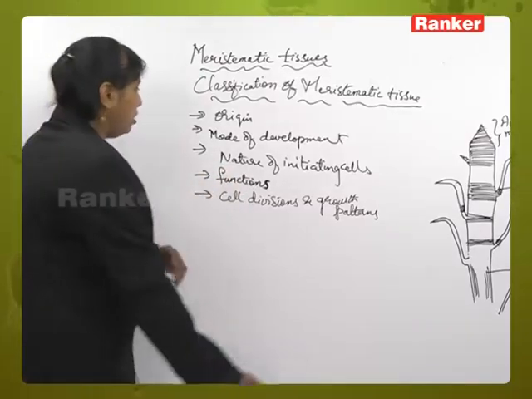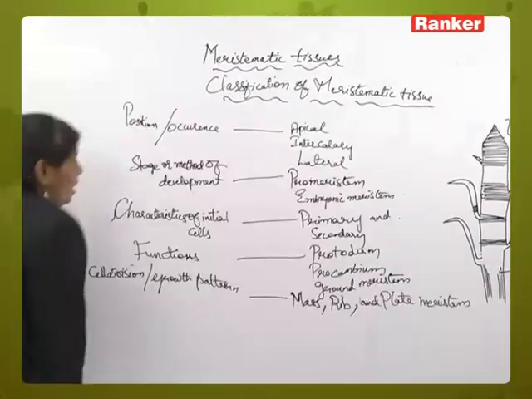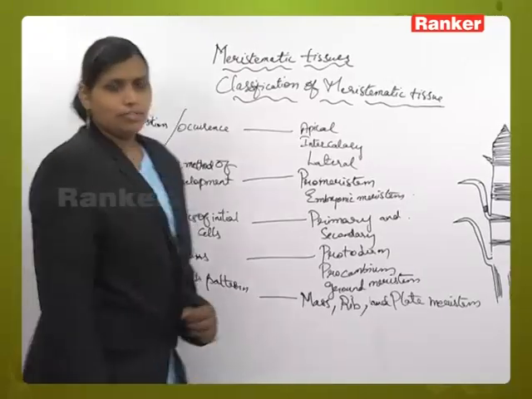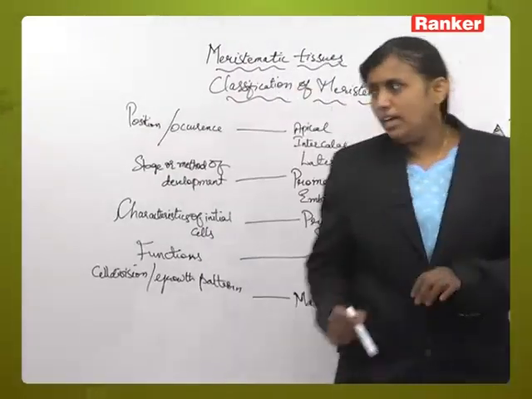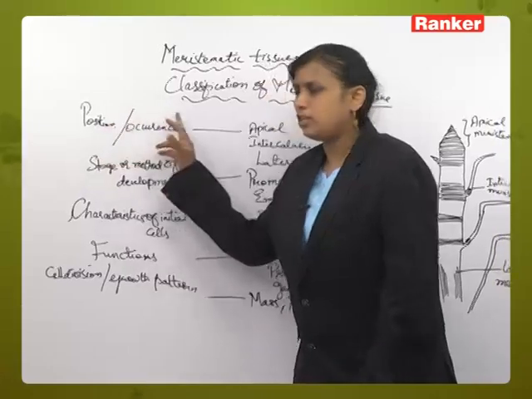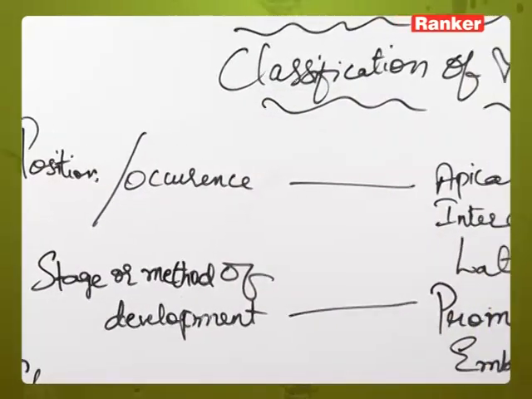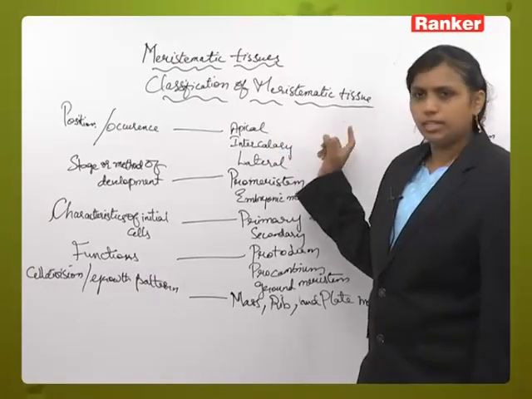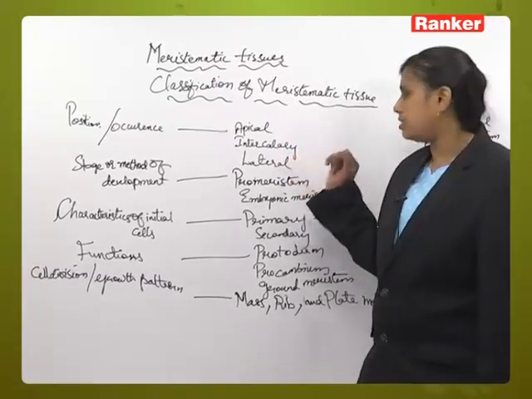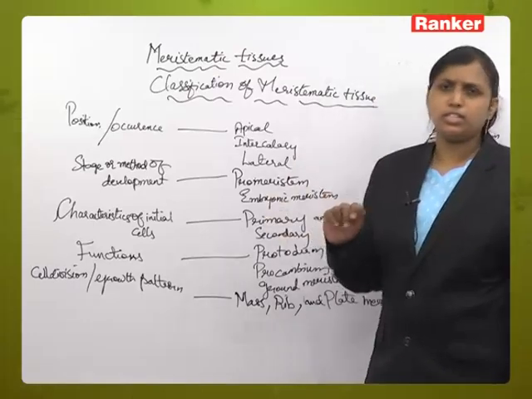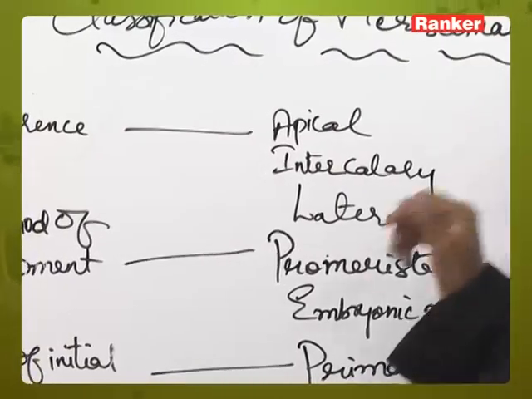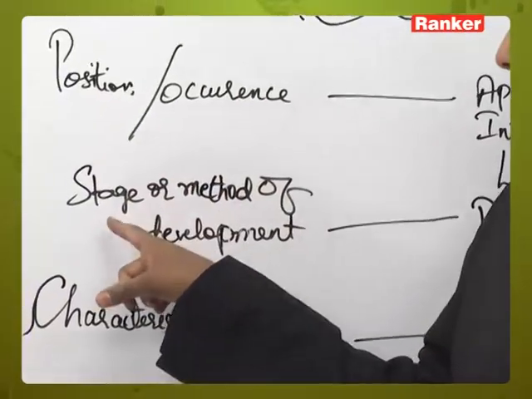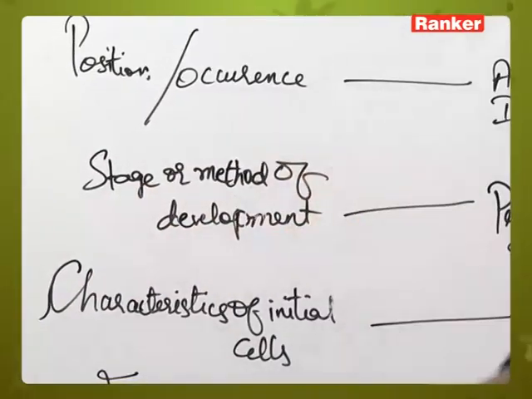Now, when we come to the position or occurrence, as we said, the classification of meristematic tissue, we will be talking about meristematic tissue on the basis of position or occurrence. There are three types. If the meristems are at the apical position, apical meristems; at intercalary position, intercalary meristem; and if it is a lateral position, it is called lateral meristem. Okay. Now, the next type of classification is on the basis of stages or method of development.